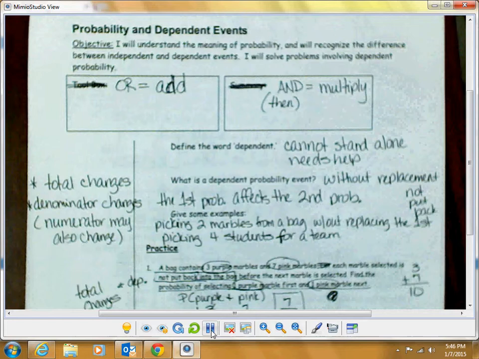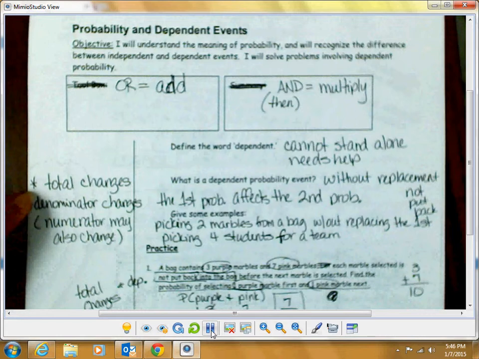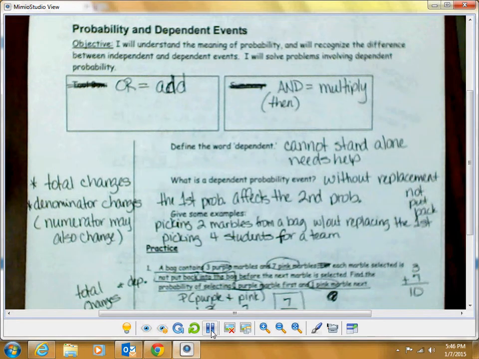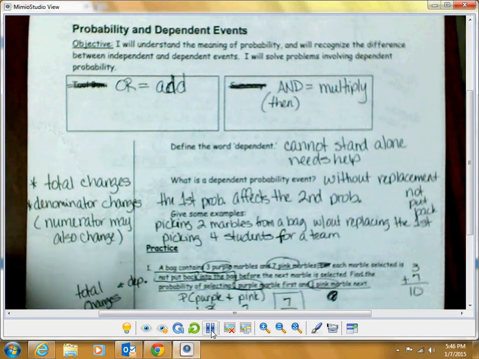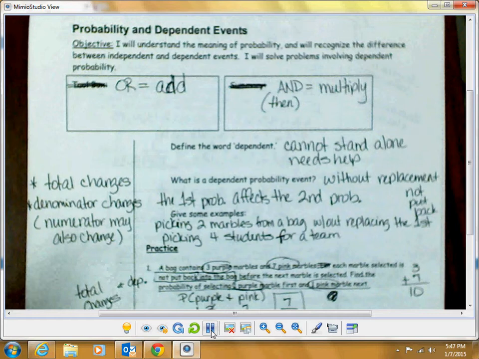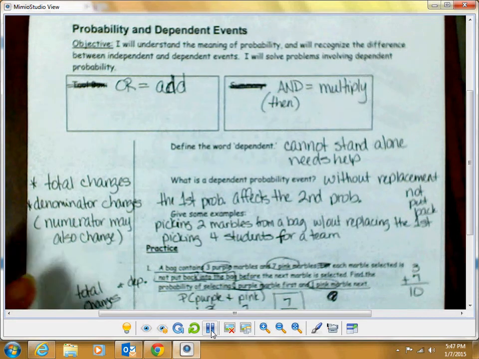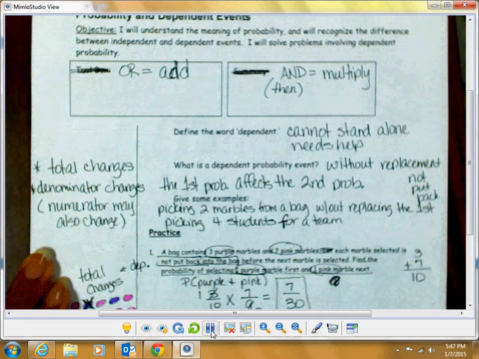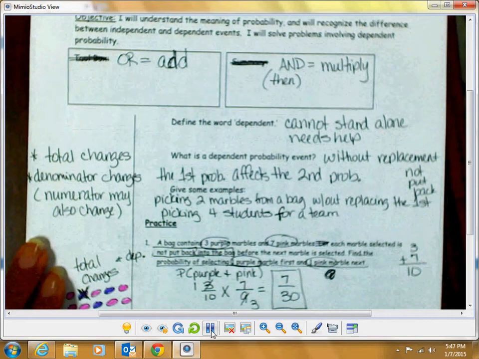Okay, the first probability affects the second probability. So in this case, because of that, your total changes. Because remember, if I pull something out of the bag and I don't replace it, I have one less item in the bag the second time around. So my denominator is going to be different. Now, depending on what the probability is, the numerator may also change as well. So you've got to look out for that as well.